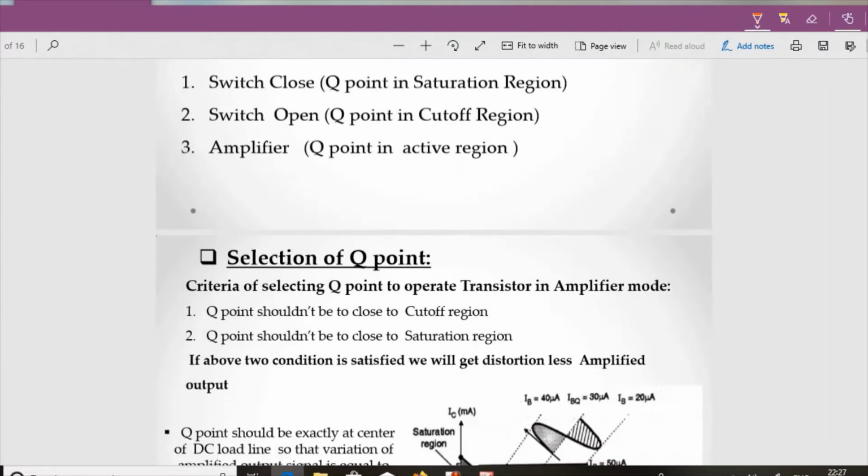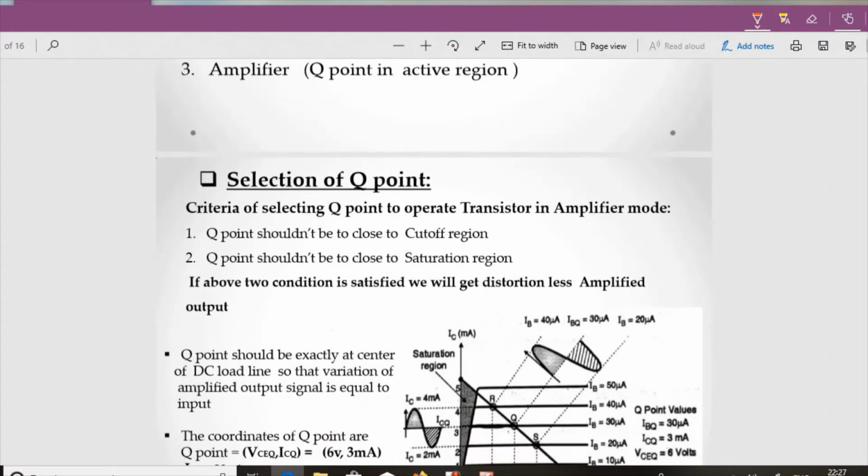Now, how are we selecting the Q point? We are emphasizing the amplifier more than switching here. The criteria for selecting the Q point to operate a transistor in amplifier mode: basically two important things are to be considered. Though we are getting the point in the active region, the Q point shouldn't be too close to the cutoff region, and similarly it shouldn't be too close to the saturation region. Though we are selecting the active region, the borders of the active region are one towards the cutoff region, that is at the bottom.